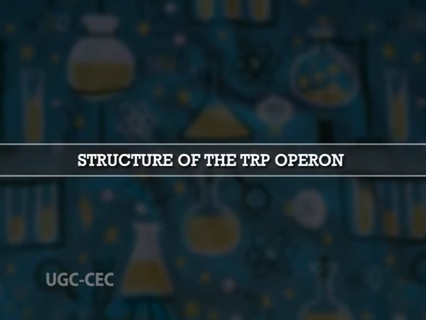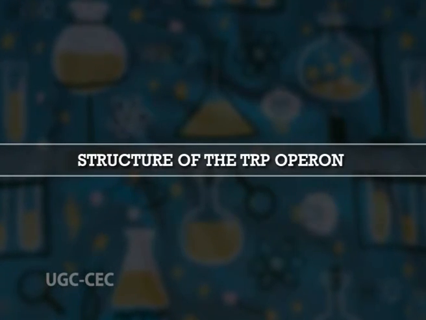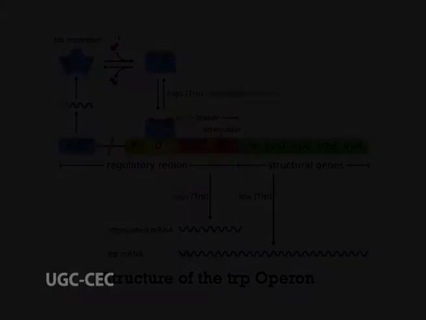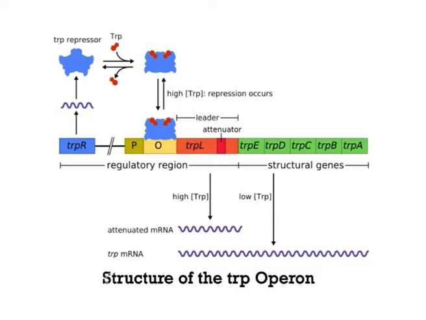Next, let us learn about the structure of the trp operon. The trp operon includes 5 structural genes that encode enzymes catalyzing tryptophan biosynthesis, along with a promoter or RNA polymerase binding site and an operator or binding site for a repressor protein. The 5 structural genes of the trp operon are trpE, trpD, trpC, trpB and trpA, which code for the enzyme tryptophan synthetase.